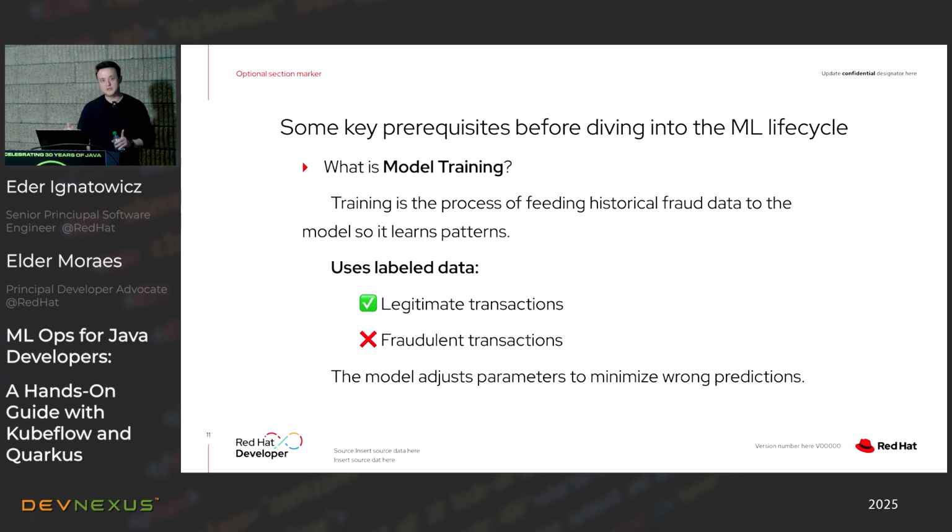The next concept is model training. Model training is when I'm creating the model. I take a bunch of data, usually multiple millions of transactions, and I put labels telling whether the transactions are fraudulent or not. And then I use this data to train my model. Again, this is just to create a shared vocabulary so we say the same thing.